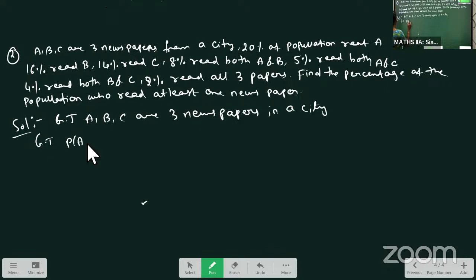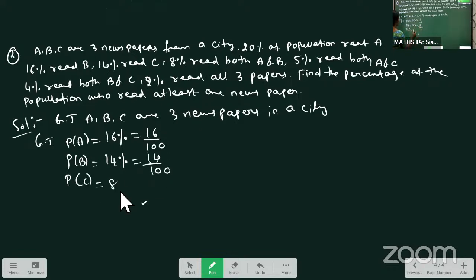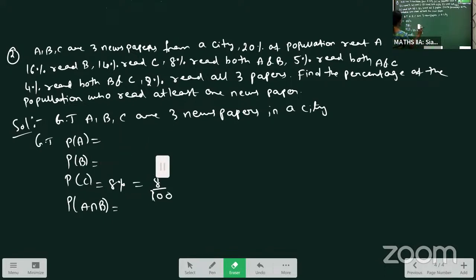Probability of newspaper A is 16%. If we remove this 16%, it is 16 by 100. Don't simplify, let it be 16 by 100. And probability of B newspaper is 14%. 14% is 14 by 100. And probability of C newspaper is 8%. That is 8 by 100. Next, probability of both A and B read 8%.